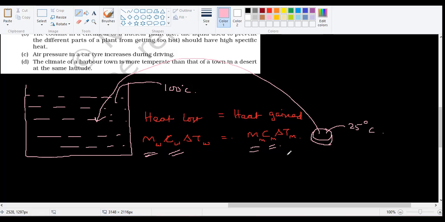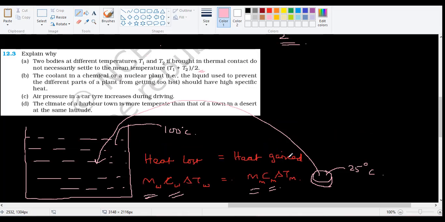The answer you're supposed to write is mass is different, specific heat capacity is different. So temperature will settle down at a different point, not at the average point. Okay, sir.